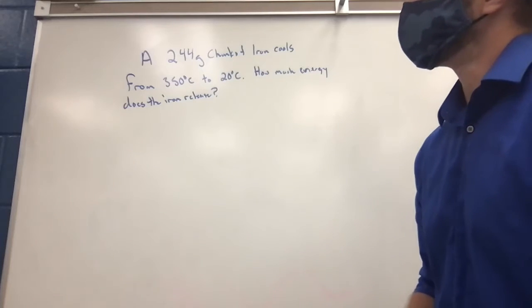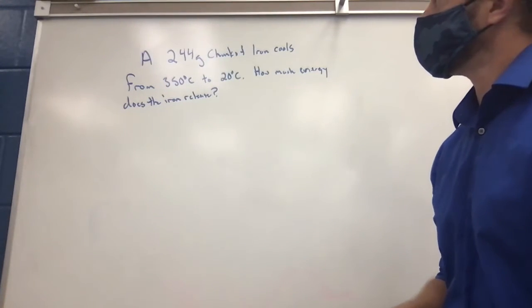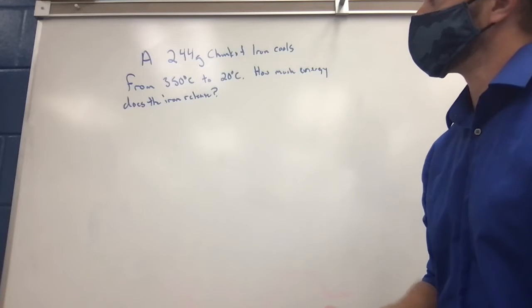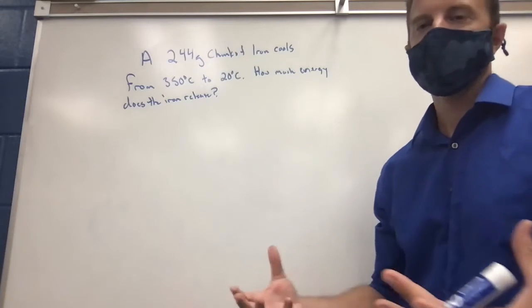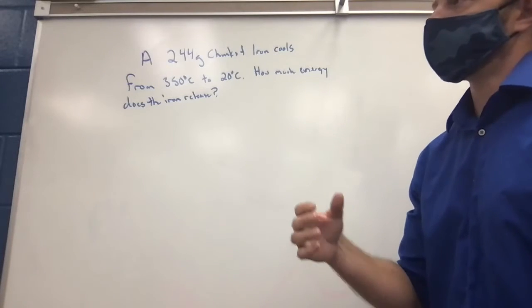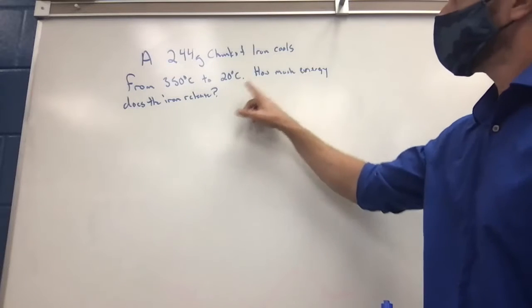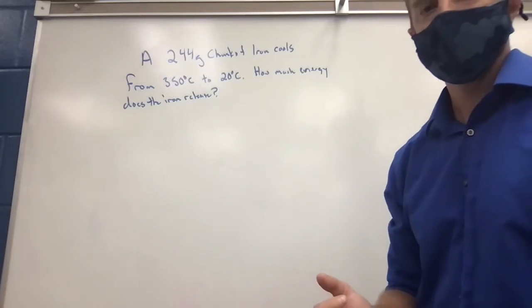Okay, so another little Q equals MC delta T problem. A 244-gram chunk of iron cools from 350 Celsius to 20 Celsius. So like a blacksmith, heating up iron, working with hot iron, and they've allowed it to cool off in water or in something. So 20 degrees Celsius is about room temperature. How much energy does the iron release?